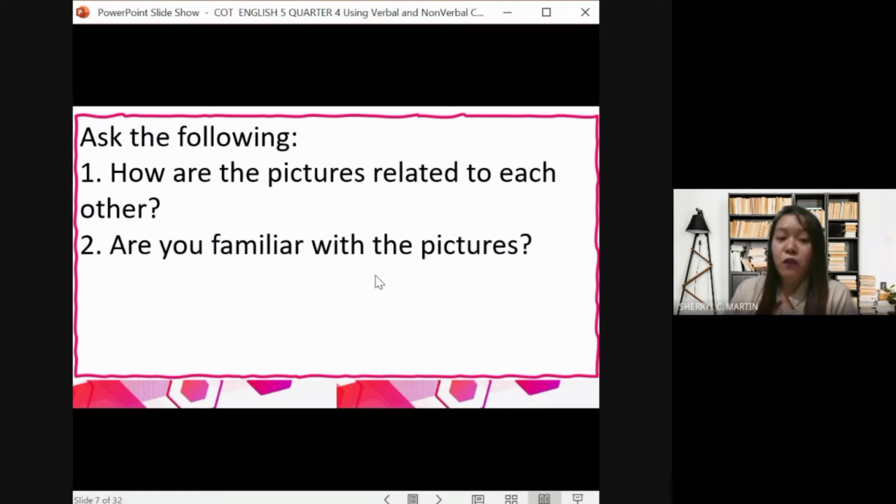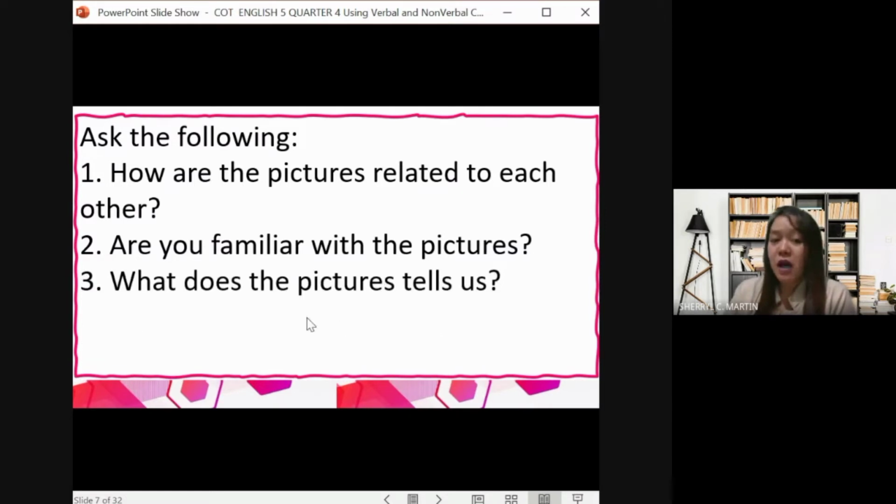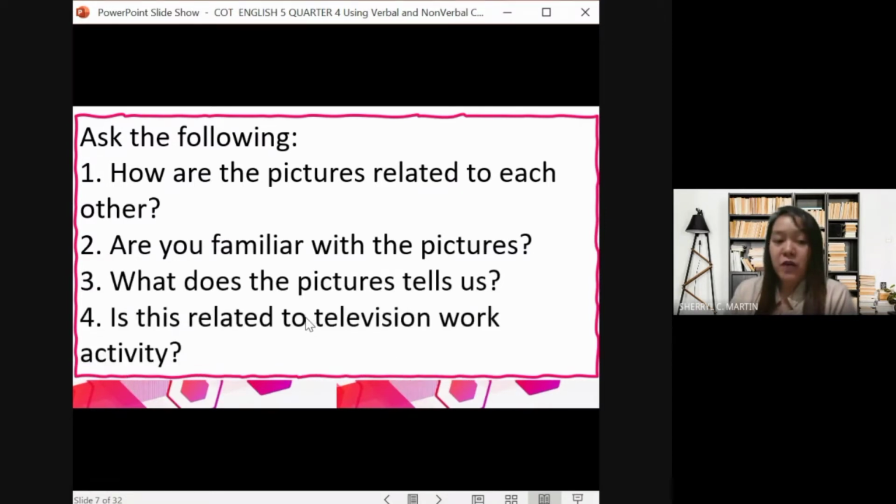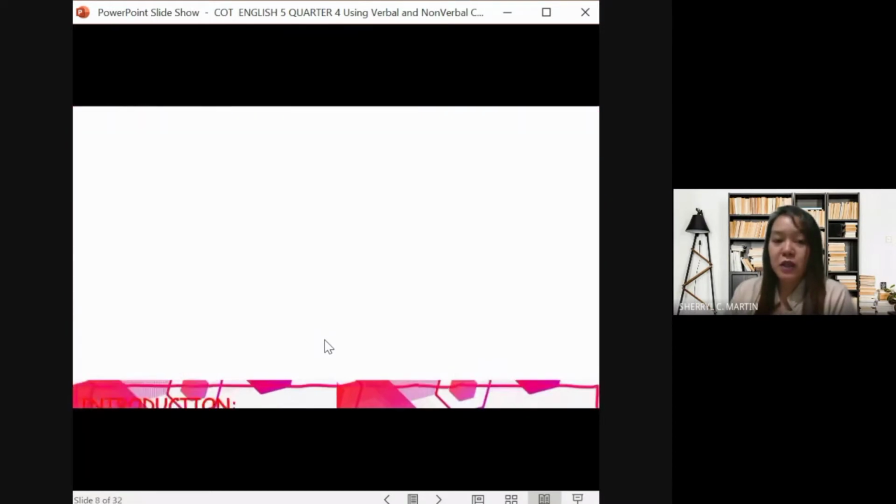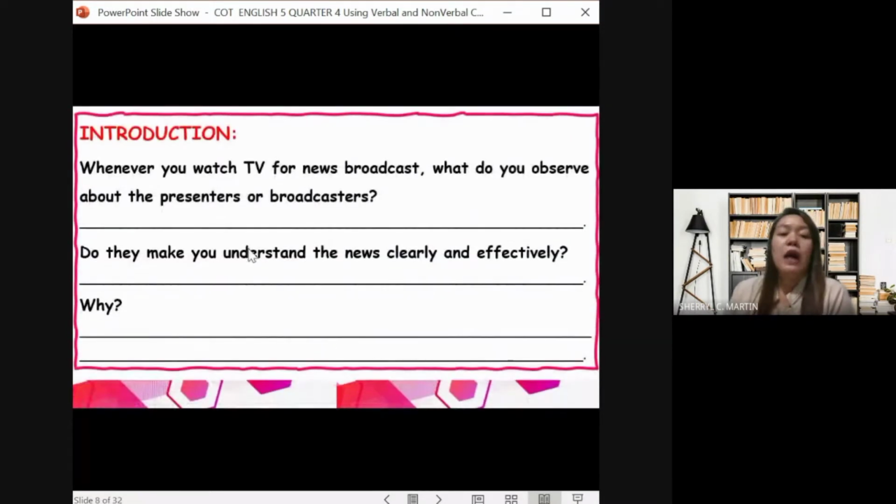So, of course, the pictures are familiar. We have already answered those questions. So, whenever you watch TV for news broadcasts, what do you observe about the presenters or the broadcasters? How about Jessica Soho? How does she stand? How does she speak? Yes, Liana.